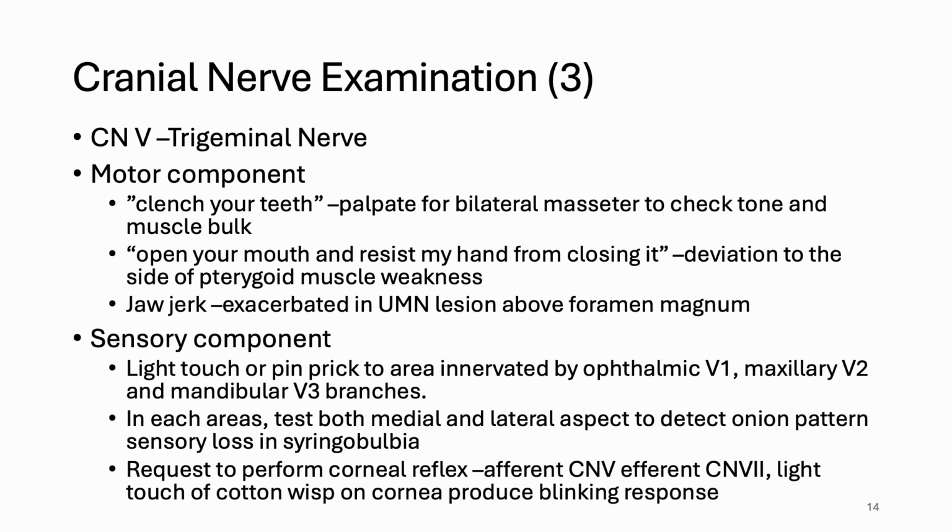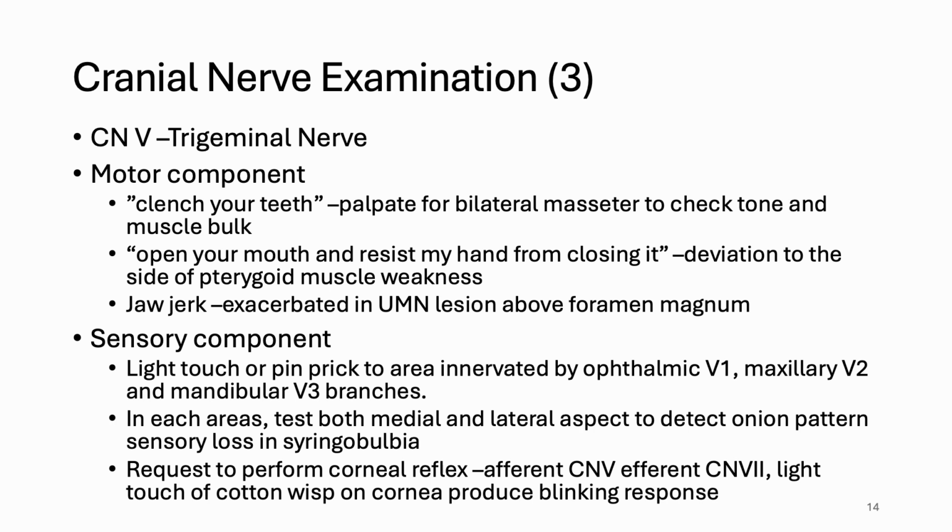So the subsequent part of the cranial nerve examination is the examination of cranial nerve 5, which is the trigeminal nerve. It has both motor and sensory components. For the motor component, it is basically the assessment of the muscles of mastication. For the masseter muscle, you should instruct the patients to clench their teeth and palpate both masseters to check for tone and muscle bulk. And you can ask the patients to open their mouth and resist your hand from closing it. Abnormal response will be deviation to either side if there is pterygoid muscle weakness.